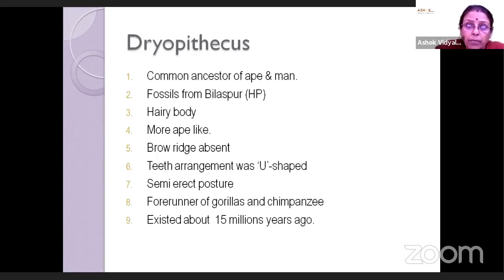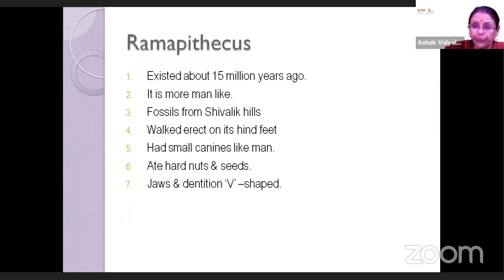Dryopithecus, they had a common ancestor of ape and man. Fossils from Bilaspur, that is Himachal Pradesh. Hairy body, more ape-like they were. They had brow ridge absent. Teeth arrangement was U-shaped, semi-erect posture, forerunner of gorillas and chimpanzees, and they existed about 15 million years ago. Students, in the book, if it is written 15 MYA, that MYA is million years ago.